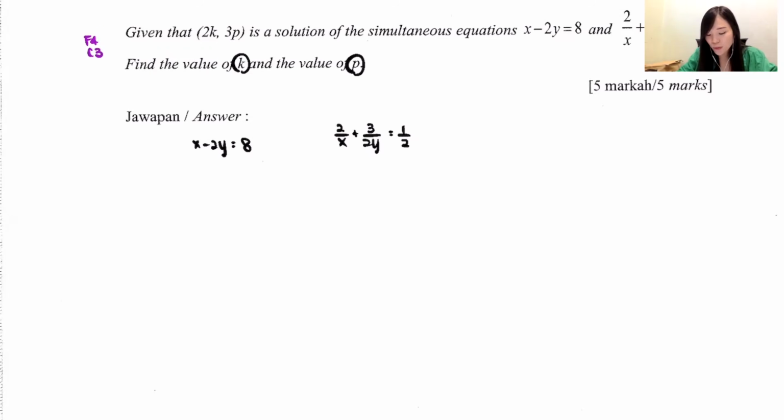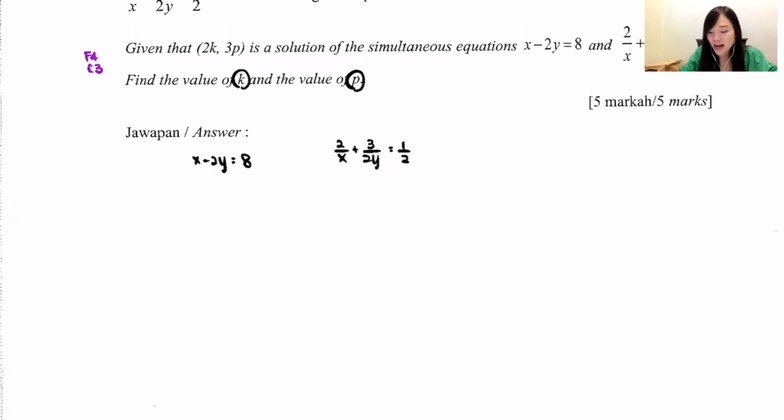So now what do they want to find? They want to find the values of K and P. My dear, they never ask to find X and Y. If I were you, I would straight away substitute, because they already give me the coordinate, isn't it? So for my X, I can substitute 2K, and for my Y, I can substitute 3P. Then my question will be easier because all of them are in terms of K and P.